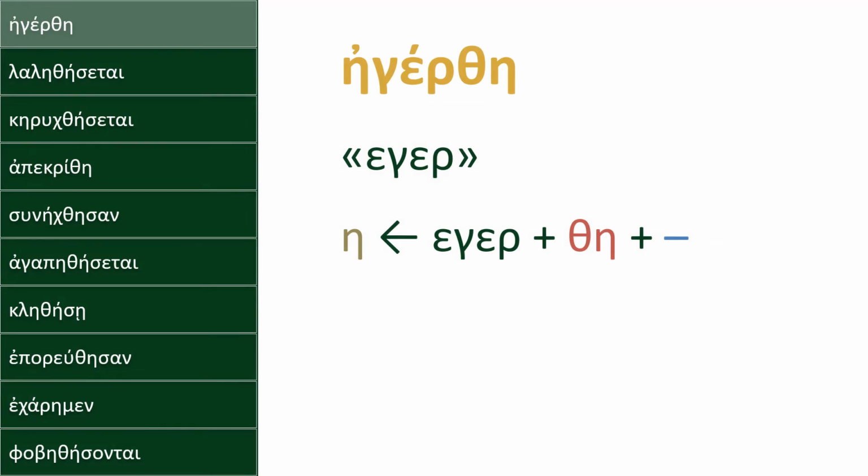Egerthe. Aorist passive indicative, third person singular from egiro. The meaning is he, she, or it was raised. The root is eger. We have the vocalic augment, epsilon lengthened to eta. To the stem, the tense formative theta is added, and there's no personal ending for the third person singular. This yields egerthe.